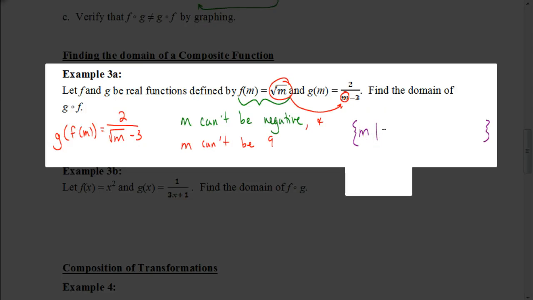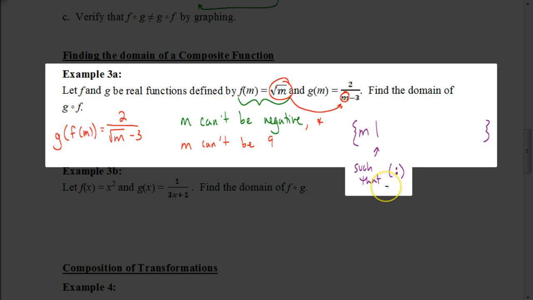So we have this bar. That bar refers to the words "such that." Instead, we could also use a colon here. If you ever see this instead, it means the same thing. It's a colon, by the way, not a semicolon. So it's m such that, but I like this line.